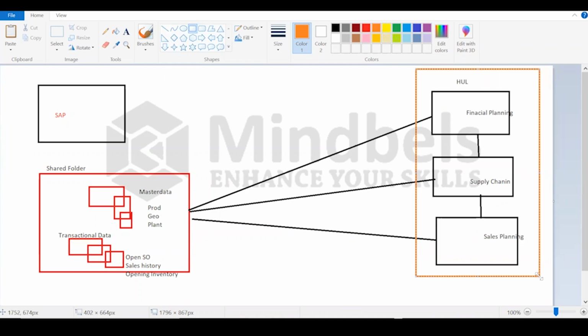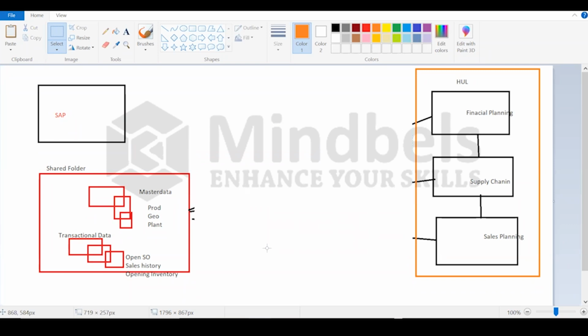But you know, all this master data is coming from the shared folder. Did we get this master data directly into Anaplan? No. Then how do we get it? We transfer it. Is there any other way? We have to import the data by using ETL connectors. Absolutely. We need ETL connectors. Correct?